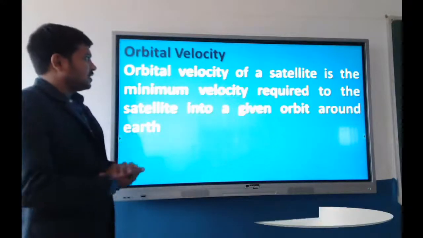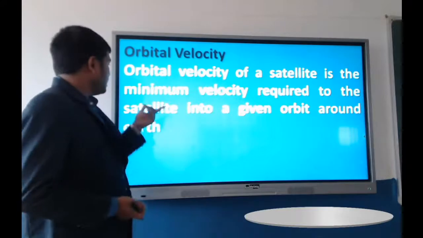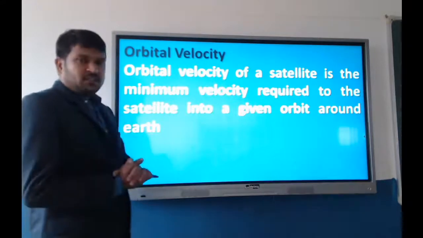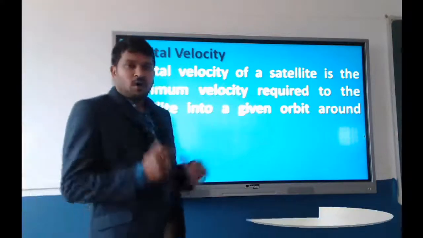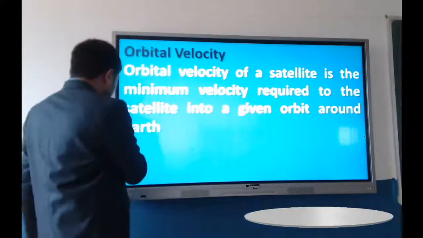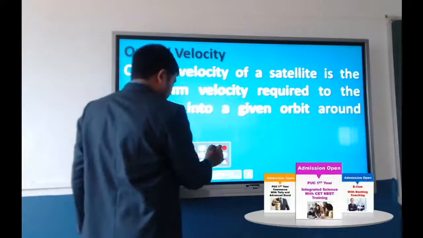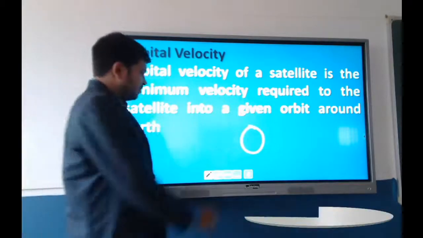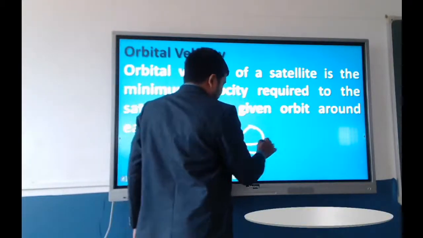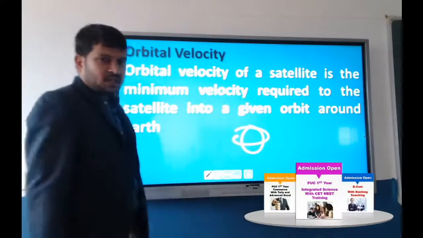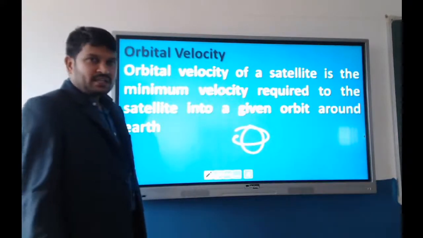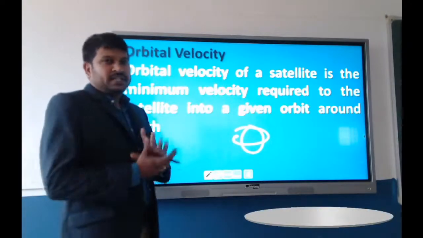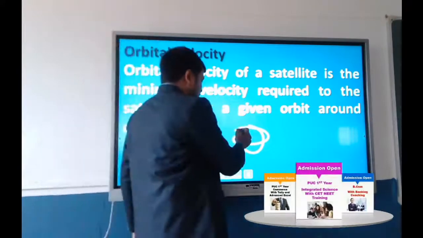What is orbital velocity? The orbital velocity of a satellite is the minimum velocity required to put the satellite into a given orbit. How is it revolving? Here is the Earth's surface. The moon is revolving around the Earth in its orbit. The moon is a satellite. Otherwise, we can also take an artificial satellite, students. It is revolving around the Earth.